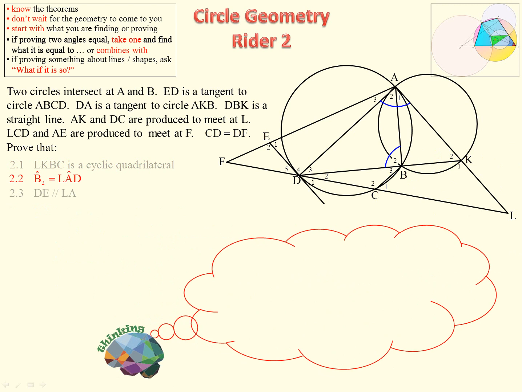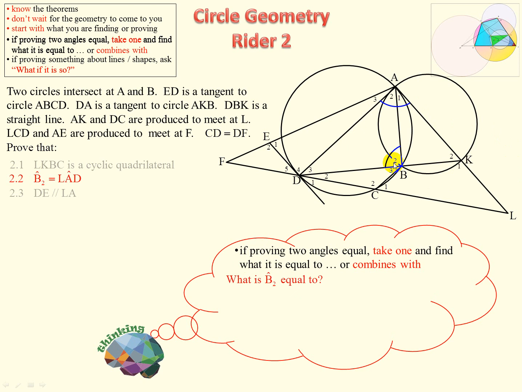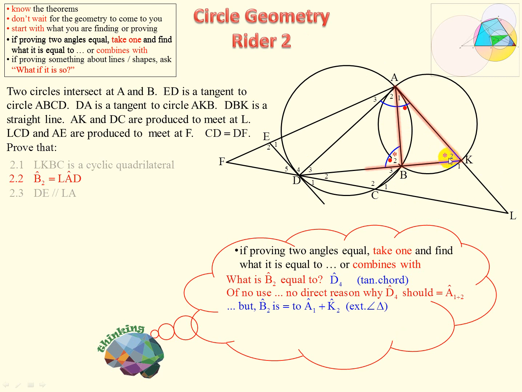The second part, prove that B2, that one there, equals LAD. That one there. So if proving two angles equal, take one, find what it's equal to or what it combines with. Now this one here has two angles, so that's likely to affect it. So I'm going to ask, well, what is B2 equal to? And B2 is equal to D4. Tan chord. There's the tangent chord set up. There's no reason why D4 would equal A1 and 2, though. But B2 is also equal to A1 and K2, exterior angle of a triangle.